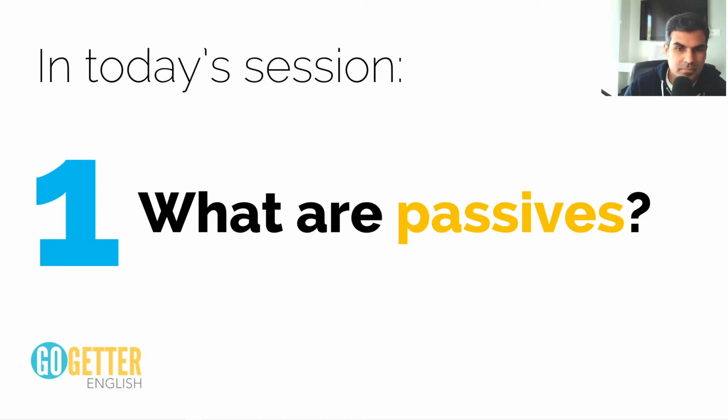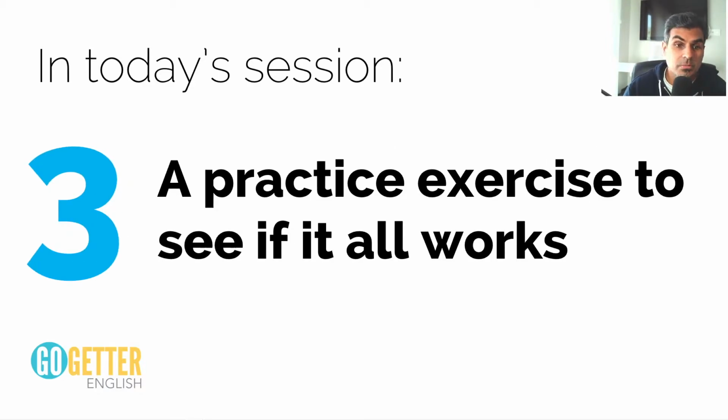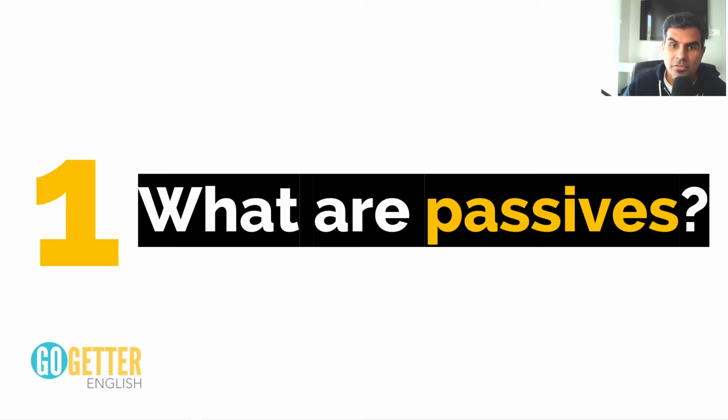All right. The second thing we're going to take a look at is, where can we use these passive sentences in the Cambridge exams? There are three very, very differentiated areas. We're going to take a look at that, and we're going to work together with you, and we're going to try and solve and try to complete an exercise using passive structures. Not only passives, we'll see a few more things, but basically it's a passive structure exercise. So let's go right ahead and let's answer our first question.